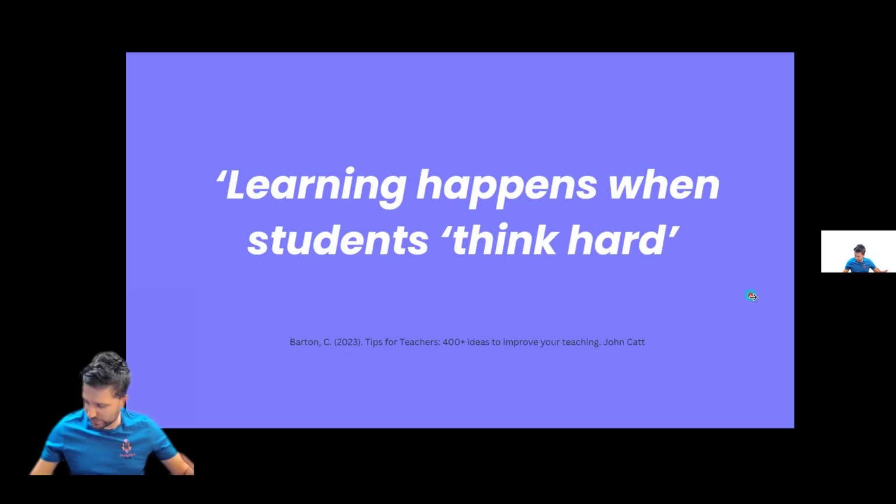For me, this is one of the most powerful quotes in education: that learning happens, the thing we want happening for our students, when our students think hard. So our models are meant to get our students thinking hard about the things we are doing. We want them cognitively engaging with our processes, but we need to be aware that we are the expert.